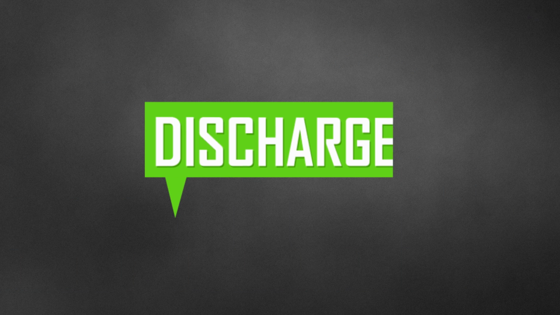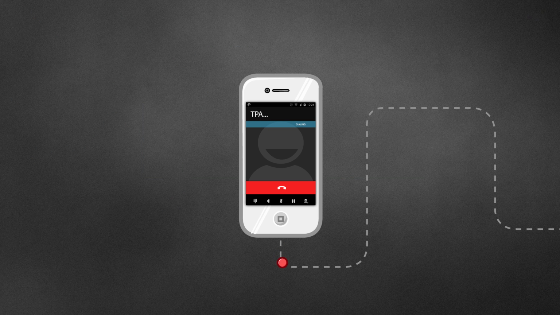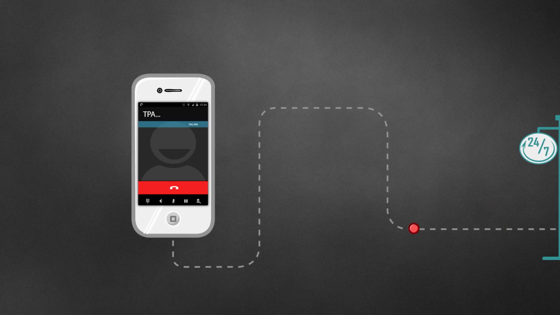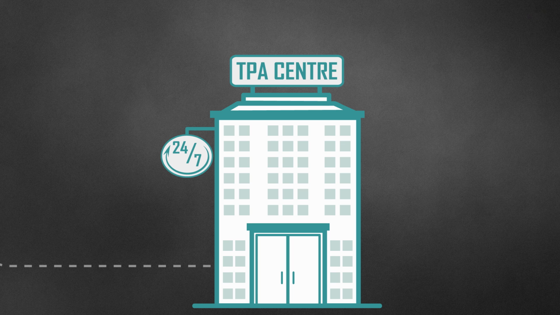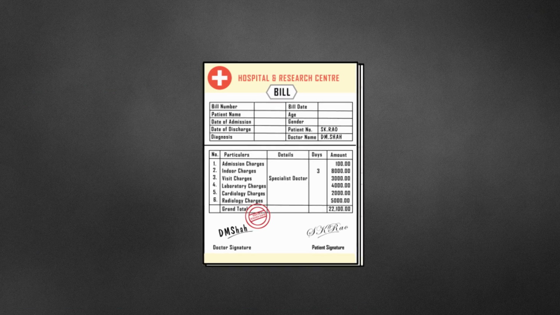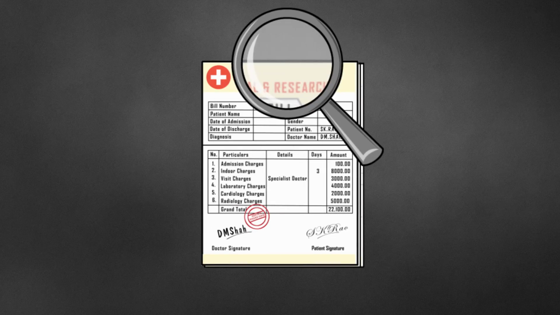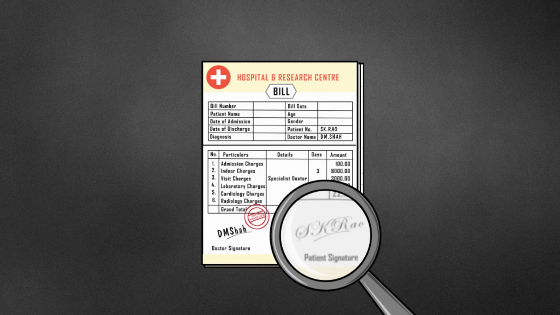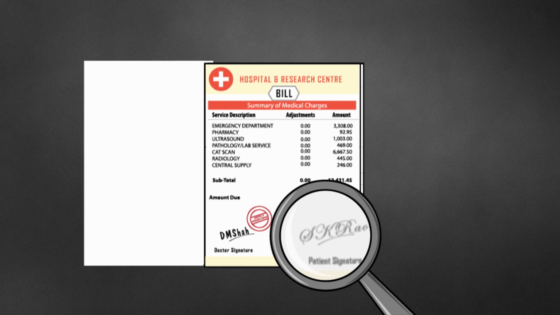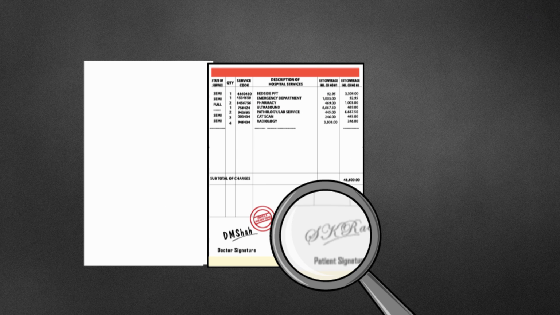At the time of discharge, please inform the TPA call center. In most cases, the hospital will do this, but it will help expedite the process if you do it as well. The hospital will give you the final bill and additional documents. Please review all documents and bills in detail and sign on all the pages.